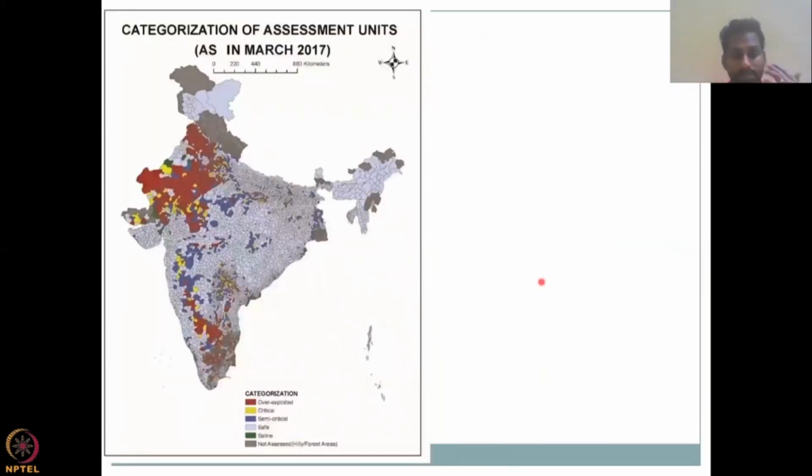Let's look at the situation of the number of blocks that have been turned as critical or semi-critical. Overexploited means you are exploiting more than 100% of the groundwater that is recharged. Okay, and critical is somewhere around 70 to 100%, and 70% is semi-critical. Below that, it is safe.